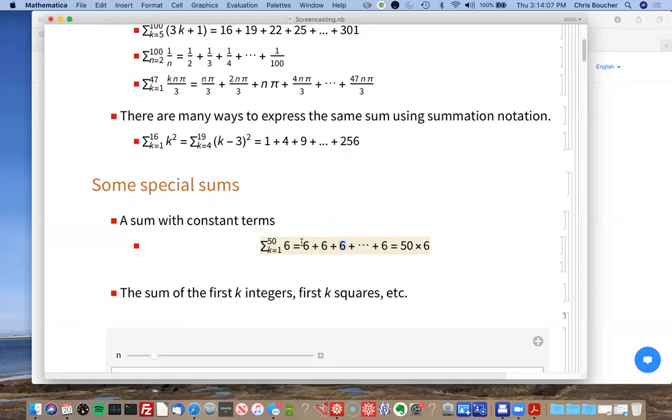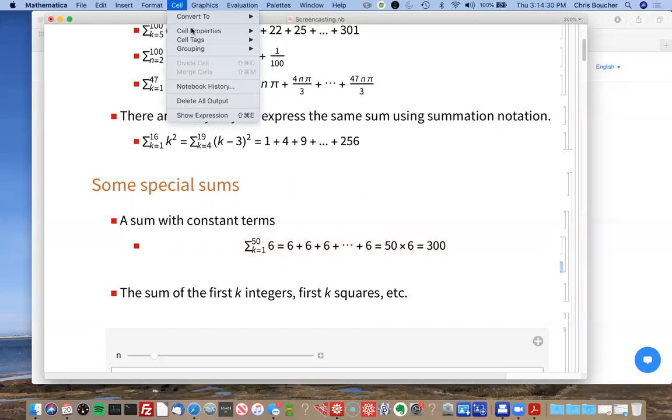So I still get a sum here. It's sort of an odd one. I just get 6 plus 6 plus 6 plus 6, and I get 50 copies of 6 because the counter went from 1 to 50, so there are 50 terms in the sum. Of course, this is just multiplication. If you add 6 to itself 50 times, that's 50 times 6, and just for completeness, we can note that that's equal to 300.